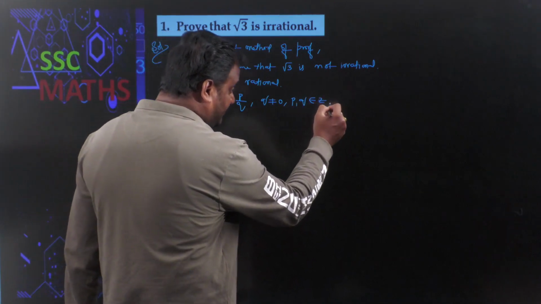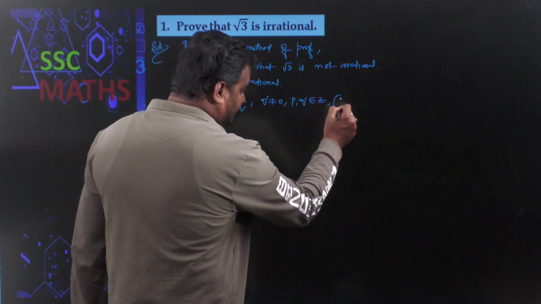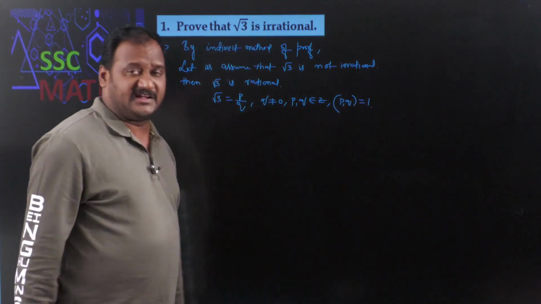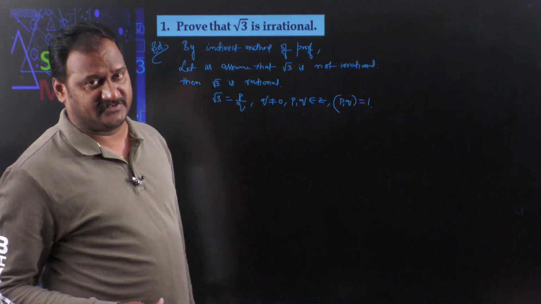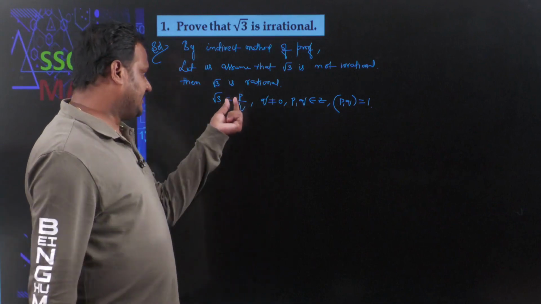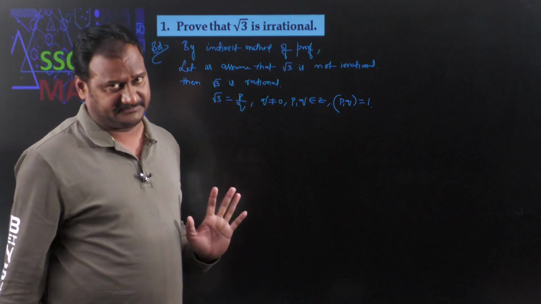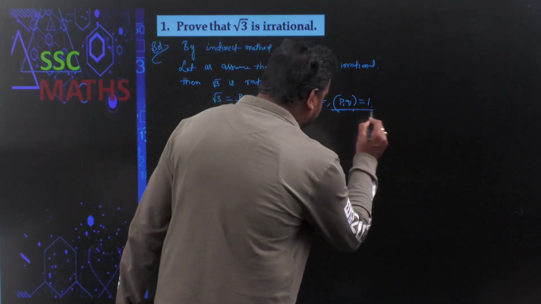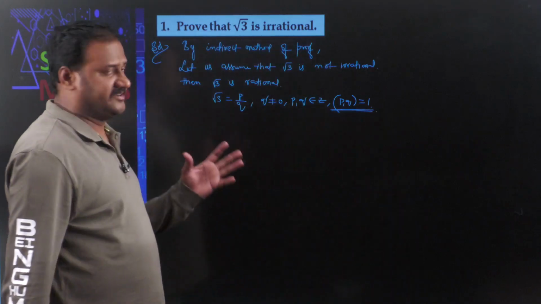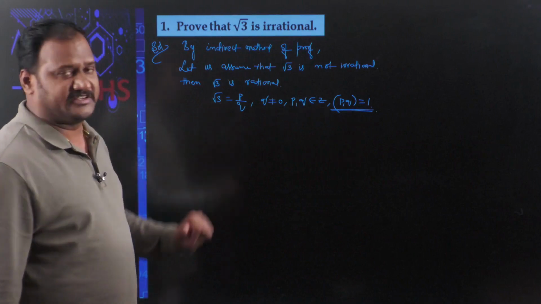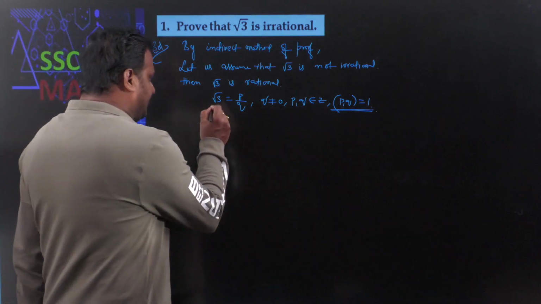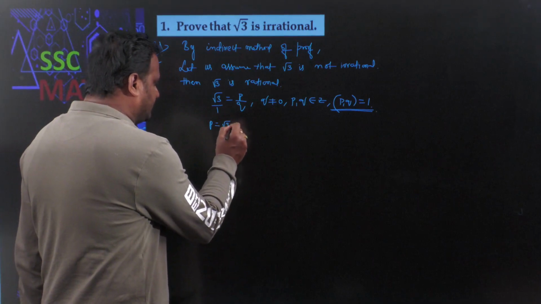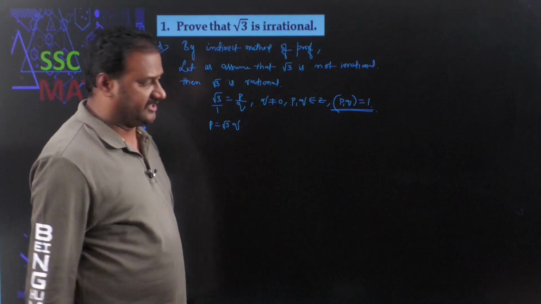And the very important thing here is HCF of p, q is equal to 1. Bracket p, q is nothing but HCF of p, q is equal to 1. It means both numerator and denominator should be in simplest form. Right. So this point plays a key role here in proving this statement. Okay. So root 3 is equal to p divided by q. By cross multiplication, you can say that p is equal to root 3 q.